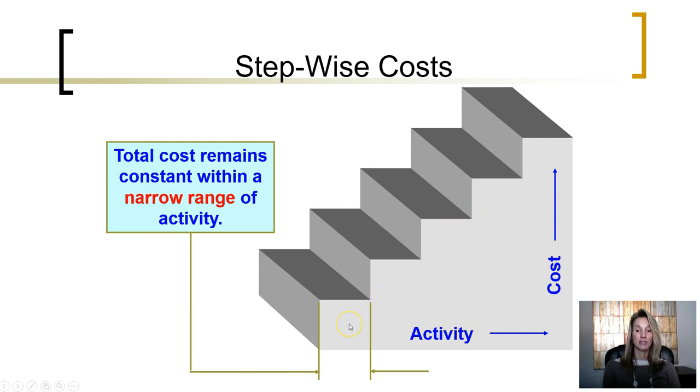For example, rent expense. Previously, we discussed rent expense as a fixed cost. And as long as we stay within a certain level of production, the rent cost for the facility will remain the same. However, at some point, if we continue to produce more and more, we're going to need another rental facility. So our rent overall will increase, causing us to step up to a higher level of cost.